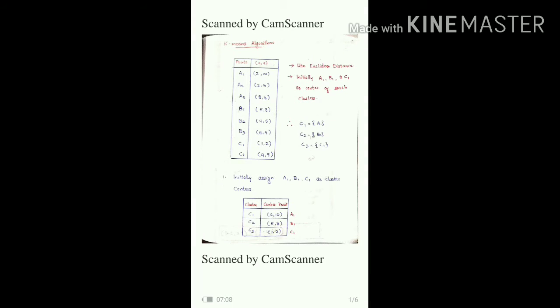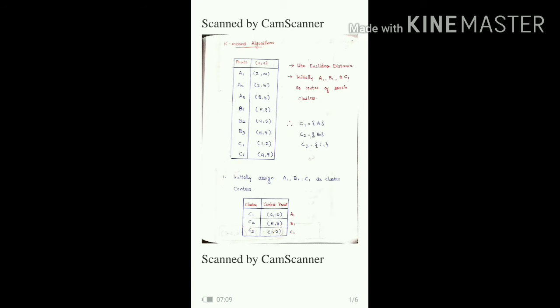Okay, let's look into a k-means algorithm and example. Here, some points named A1, A2, A3, B1, B2, B3, C1, C2, and some XY points are given. In the question itself, Euclidean distance is used to find the similarity between the center point and the object. That means the distance measure is calculated by using the Euclidean measure.